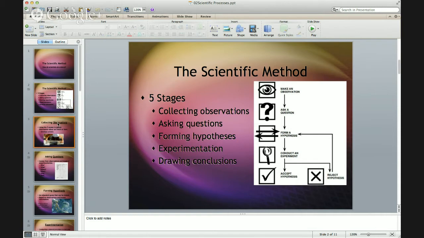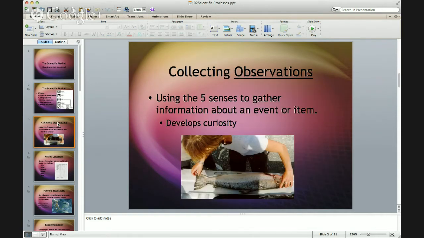So let's talk about observations. We use our 5 senses to gather information about an event or item, and this helps develop our curiosity. When we observe something and we interact with it, we sometimes become more curious about it, and we want to know more about it. So observations help us to sort of get on the track of being scientists.